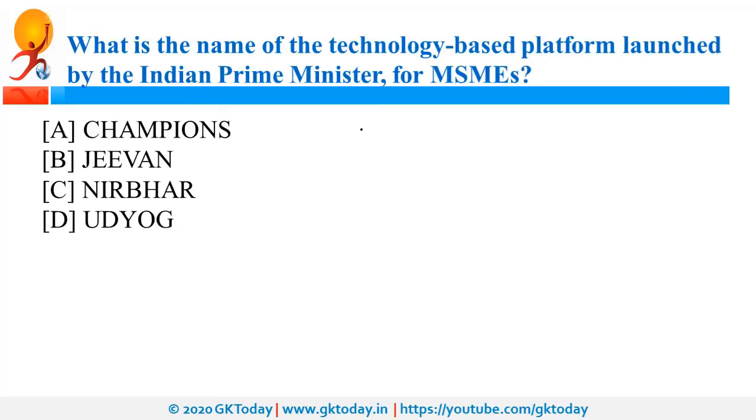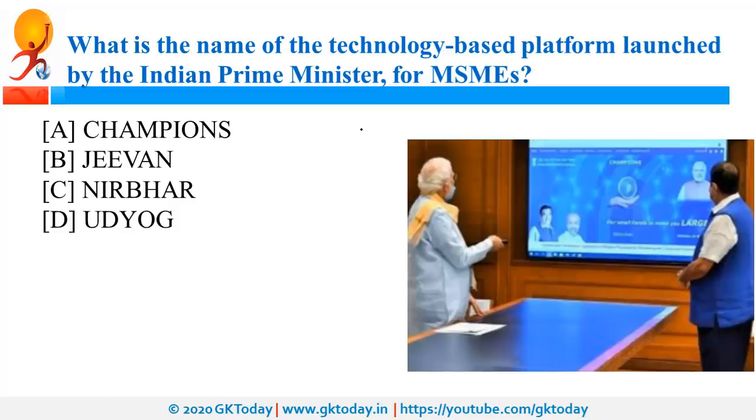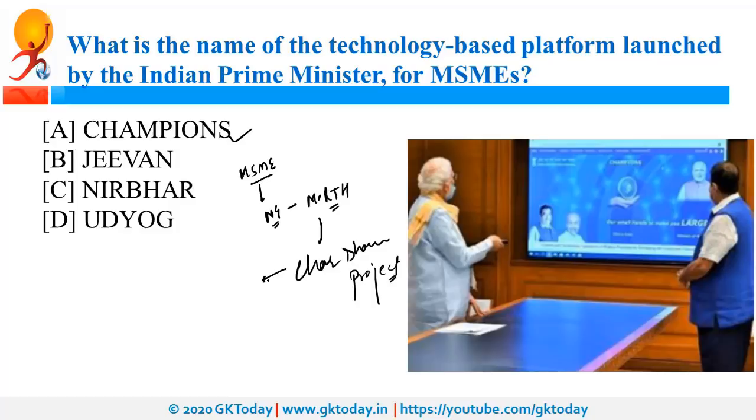Next question is, what is the name of technology based platform launched by Indian Prime Minister for MSME? So we have already covered it, and the name of this platform is Champions. Present MSME minister is Nitin Gadkari, and he is also the Minister of Road Transport and Highways. Recently he was in news as he inaugurated a tunnel under Char Dham project, and this tunnel has been constructed by BRO, that is Border Roads Organization, and this BRO is under Ministry of Defense. So this is a 440-meter tunnel. Now answer in comment box, what is this Char Dham project?